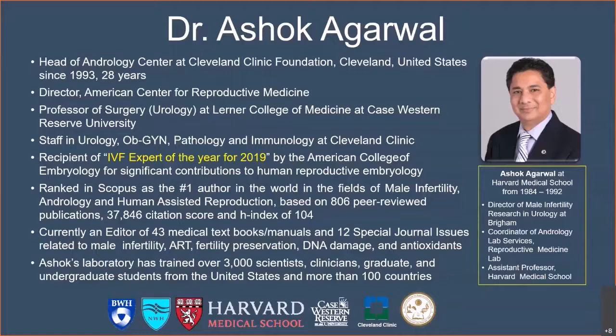Our group is very well known in the area of male infertility, andrology, and human-assisted reproduction, and we are ranked number 1 in terms of our publications based on Scopus, which is one of the premier services in terms of the literature in the medical field. Our group has published a very large number of books in the field of male infertility, ART, fertility preservation, DNA damage, and antioxidants. Our laboratory has trained over 3,000 scientists, clinicians, and graduates from more than 100 countries.